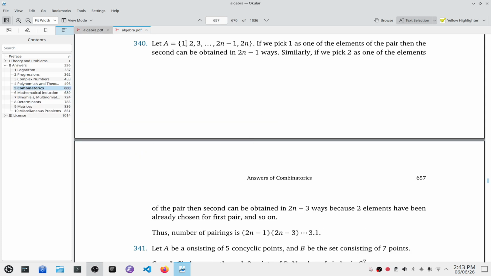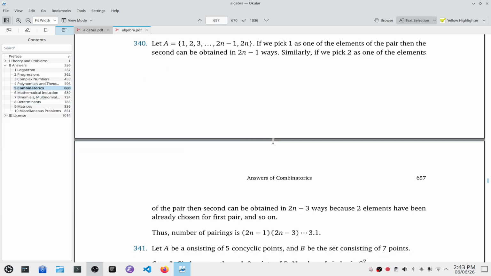So for 1, we pick one number from the remaining set. So that is 2n minus 1. Now 2 numbers are already picked, and then 2 is also there. So 3 numbers are gone. So we'll have 2n minus 3. The answer is correct. Yep, this is the answer. I was confused about the question.